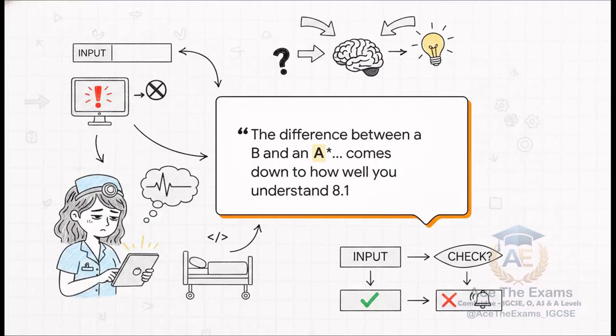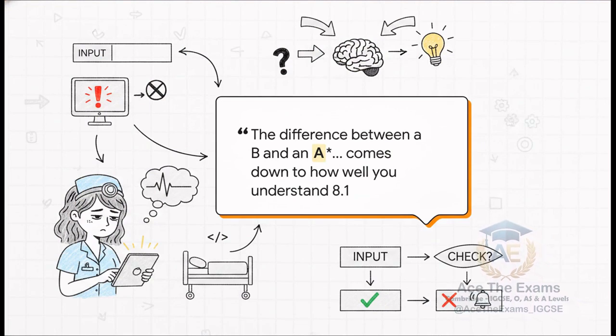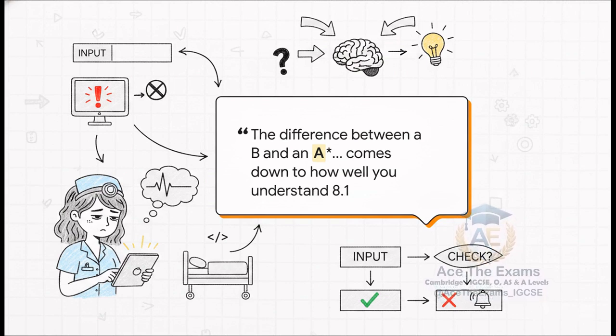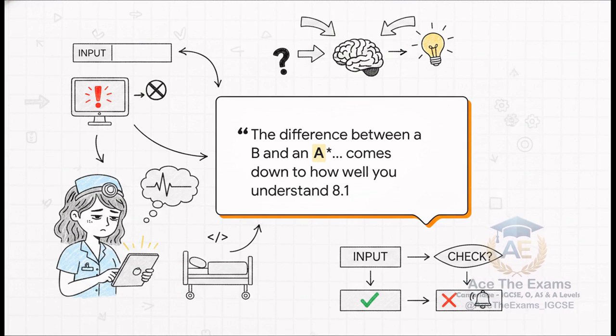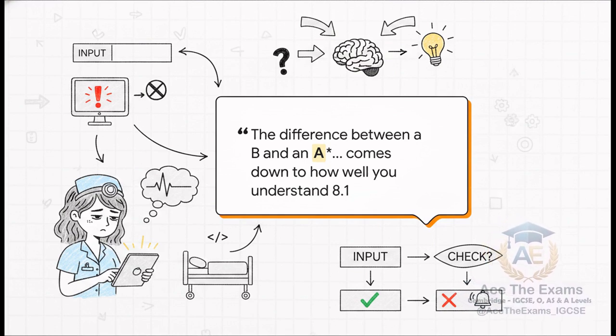I want you to listen to this direct quote straight from a principal examiner. The difference between a B and an A star often comes down to how well you understand 8.1 using input and error messages. You might be wondering, why this specific topic? Well, it's because input and error messages sit right at that crucial intersection of technical knowledge and human-computer interaction.